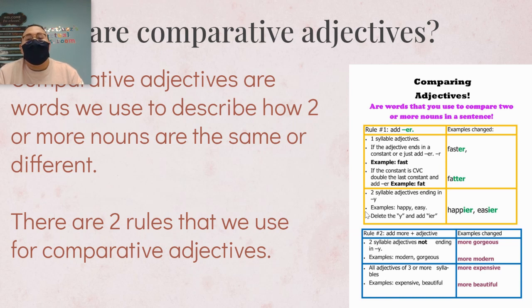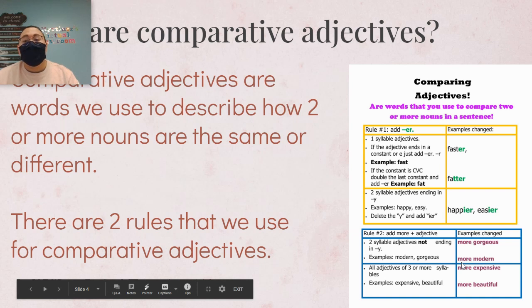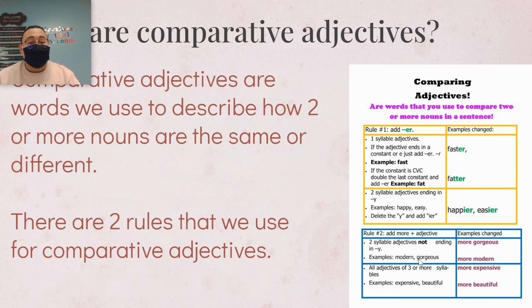Now, if an adjective has two or more syllables and it doesn't end in y, I don't have to change it or add er. All I have to do is add the word more in front of the adjective. So look at the word modern. It's modern, right? But because it doesn't end in a y, I don't have to change anything. All I have to do is add more in front of the adjective. So I would say more modern. Gorgeous is also two syllables, but it does not end in a Y, so I don't have to change anything.